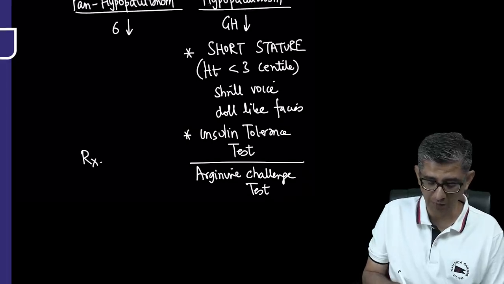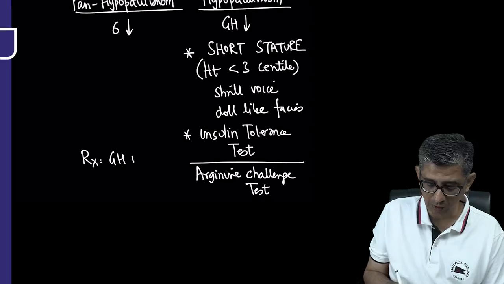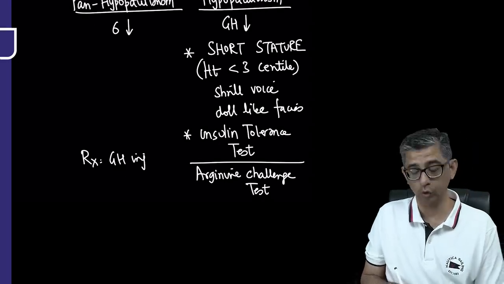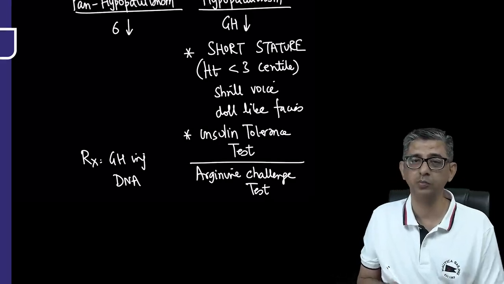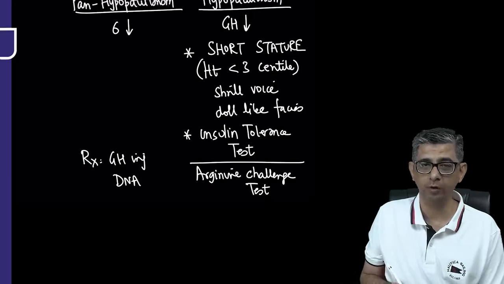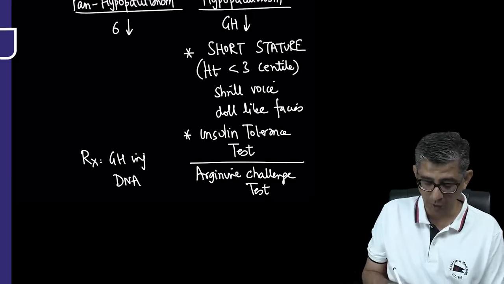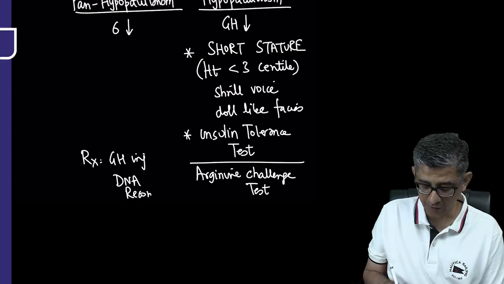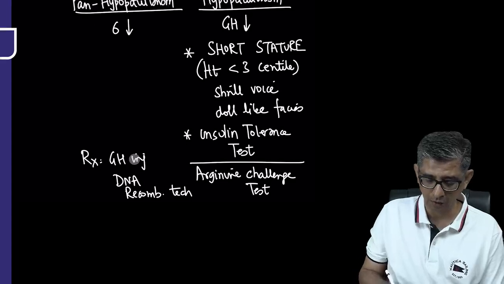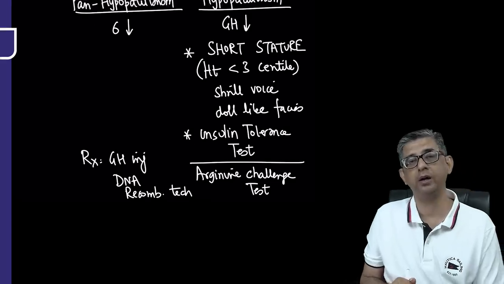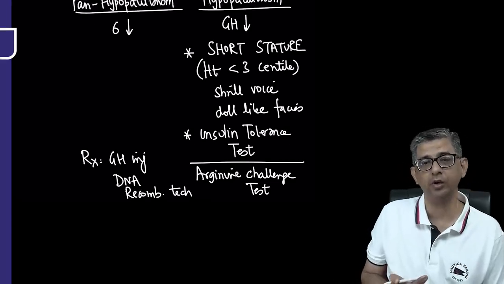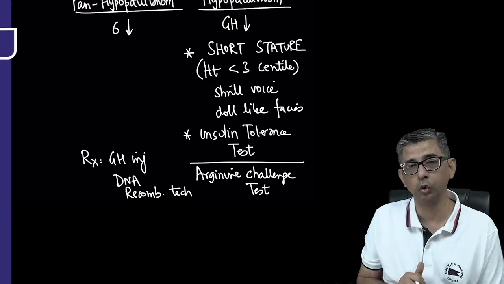And once we've done that, we need to give growth hormone in injectable format. Earlier, growth hormone was made from cadaveric pituitary, but that used to cause prion disease. So now we do not have prion disease, primarily because the growth hormone that we are giving to the patient is manufactured by DNA recombinant technology. And obviously, we need an endocrinologist who would do a great job at giving these injections on a regular basis to ensure normal growth in the child.